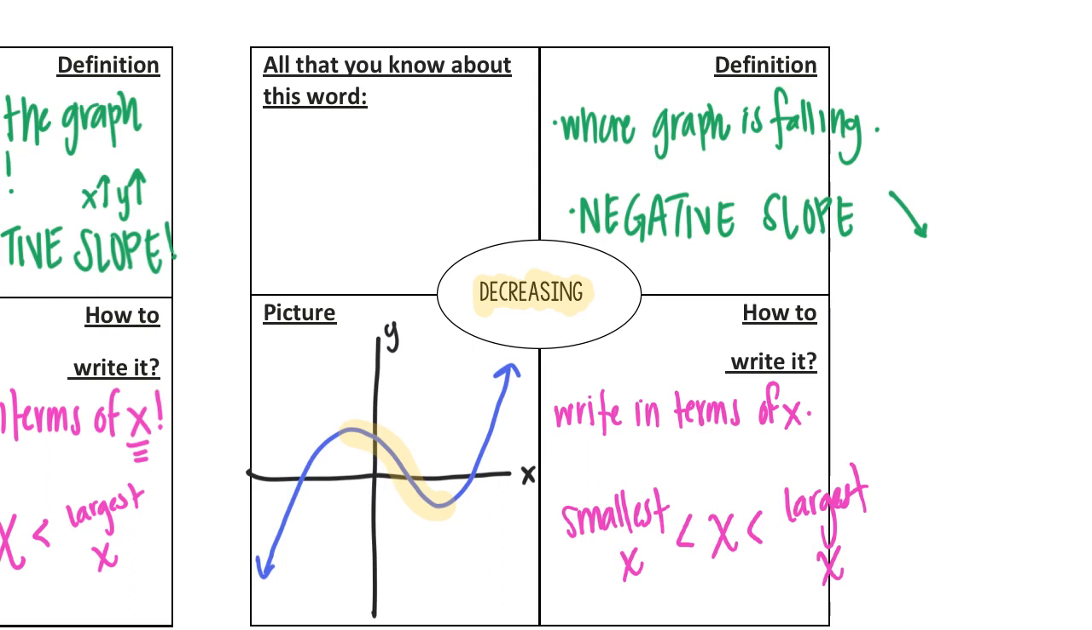So let's say on this graph, for example, that this is -2 and this is +3. If we were trying to describe where this graph is decreasing, put your X less than on either side. It starts at -2 and continues to 3. That is the portion of the graph where the graph is falling, where it has a negative slope, or where it is decreasing.